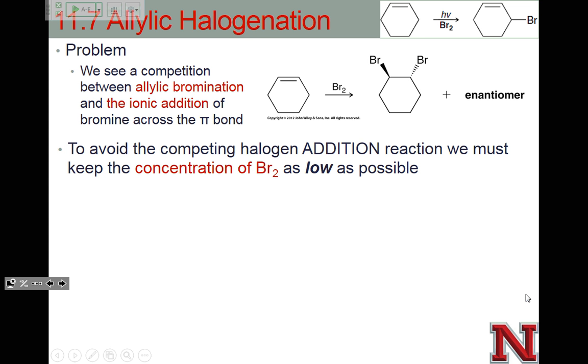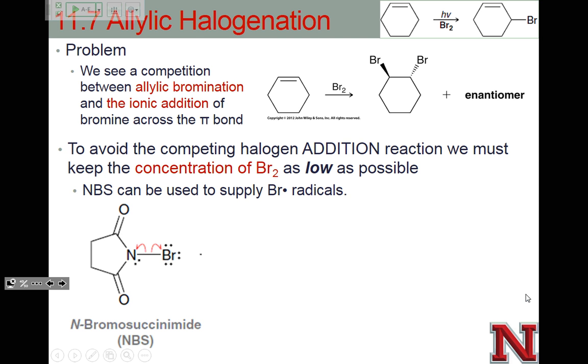Well, what we can do is use a reagent that releases the bromine radical but doesn't have Br2. The most common is N-bromosuccinimide, which is NBS. NBS has a bond between nitrogen and bromine, and it's pretty easily broken. It has a pretty low bond dissociation energy, and it releases a bromine radical and this radical is stabilized by resonance and the fact that it's on that nitrogen. So we don't need a lot of NBS. We only need a very small amount, but it supplies bromine radical without having a Br2 bond.